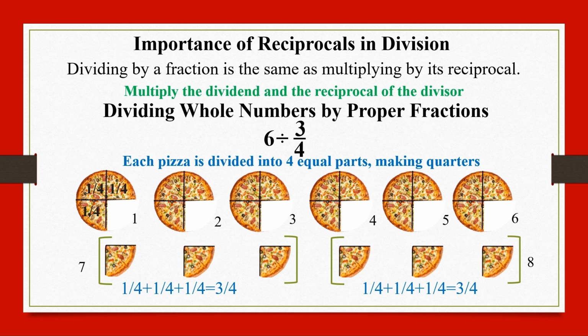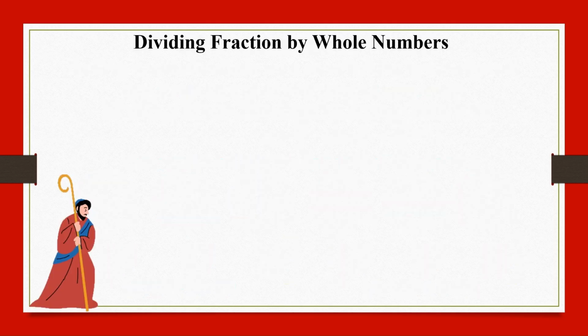And mathematically we are going to write it as 6 multiplied by the reciprocal of 3 by 4, which is 4 by 3, which gives you 24 by 3, which is equal to 8. Dividing fraction by whole numbers.